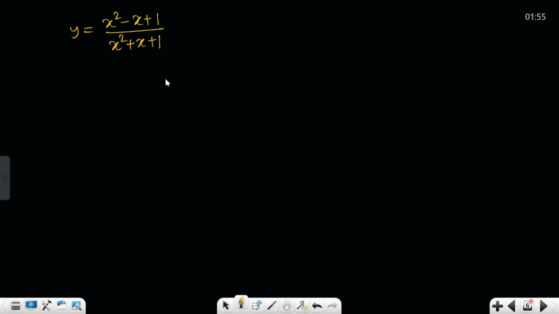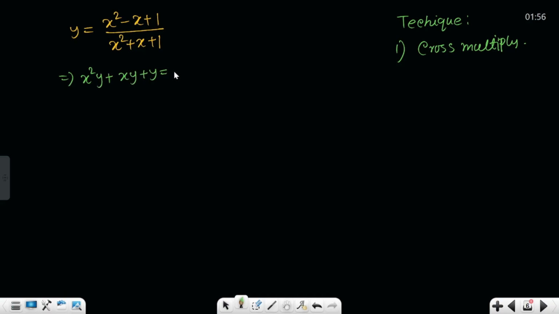Now first we need to find the range of it. So to find the range, what will we do first? Our first step, I am writing the techniques here. The first step is cross multiply. So let us do it. What will we get? We will get x square y plus xy plus y equals x square minus x plus 1.